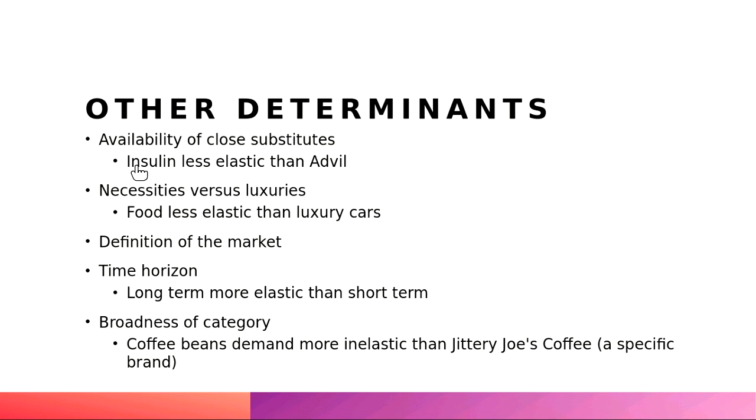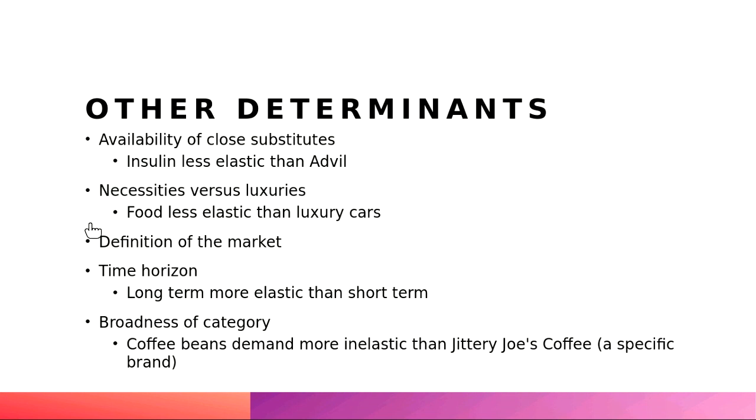For example, the availability of close substitutes. Insulin for diabetics has no particularly specific alternative, and so insulin has a very inelastic demand, and what that means is that the demand for it won't change as much in response to price. Similarly, Advil, however, has plenty of other substitutes, right? You have Tylenol, you have Advil, you have generics of both, and you have other painkillers as well. So Advil is more elastic than insulin.